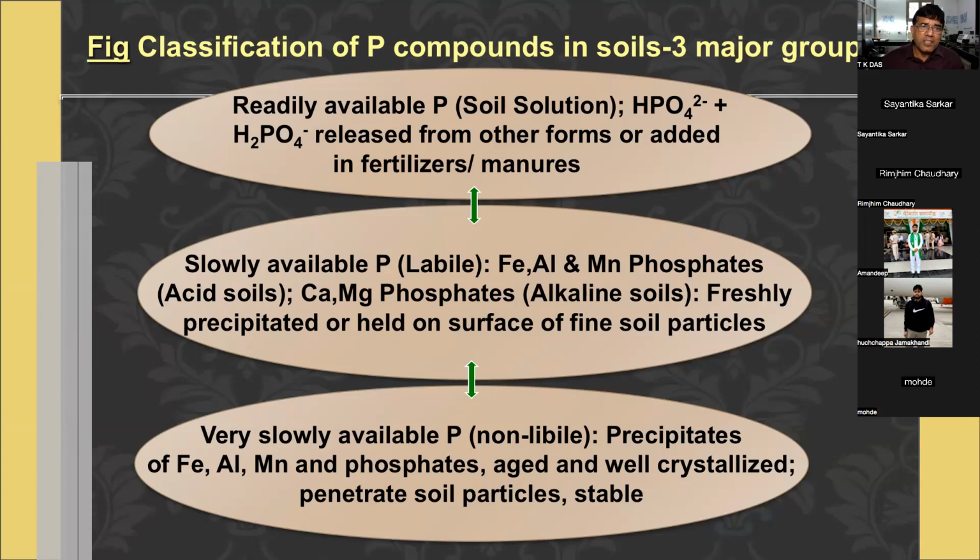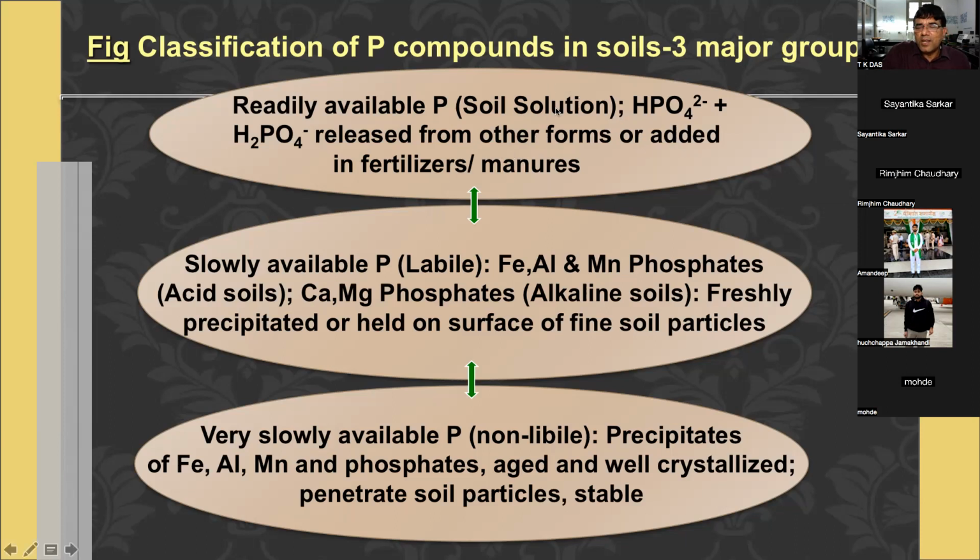So now you see classification of phosphorus compounds in soils. Three groups are there. One is readily available phosphorus, which is solution phosphorus. So you know it may be HPO4 or H2PO4, released from other forms or added in fertilizer material. So in soil solution, it can be contributed from exchangeable phosphorus or from organic phosphorus by mineralization.